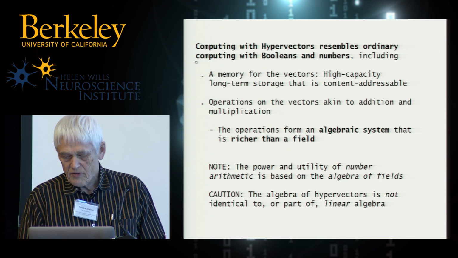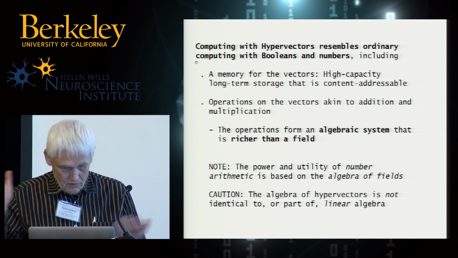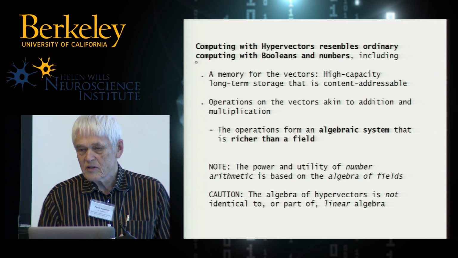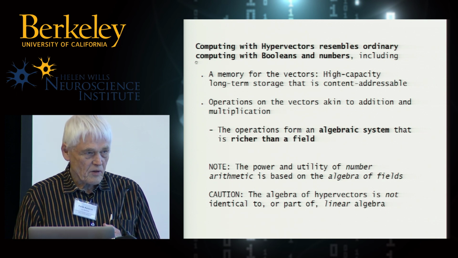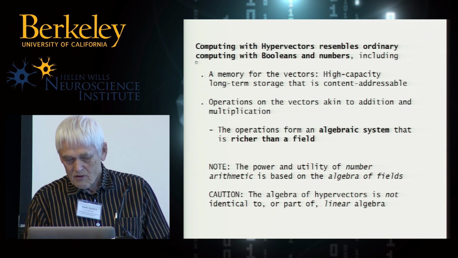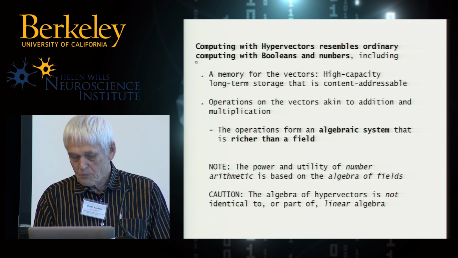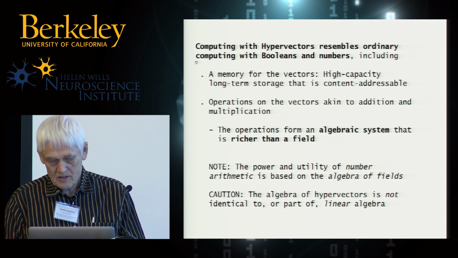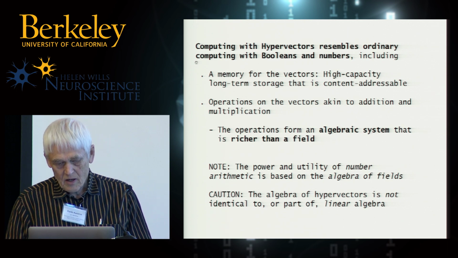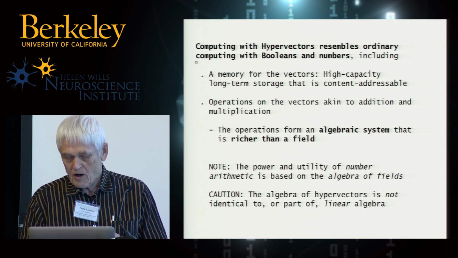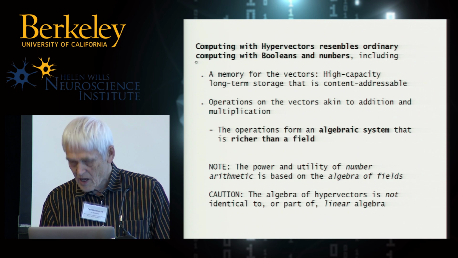The operations on these vectors resemble addition and multiplication. And now we have to use a little bit of terminology from algebra. These operations form an algebraic system that is actually richer than a field. You may not be familiar with fields as such, but you have dealt with them anytime you have computed with ordinary numbers. Number arithmetic is based on the algebra of fields. And now we have a system that's actually richer than a field, so we might expect to get something interesting, new things coming from it. And a caution: the algebra of hypervectors is not identical to, or a subset of, linear algebra.